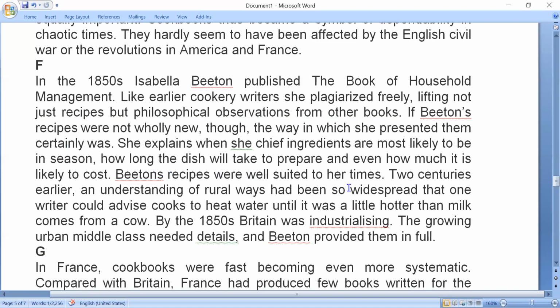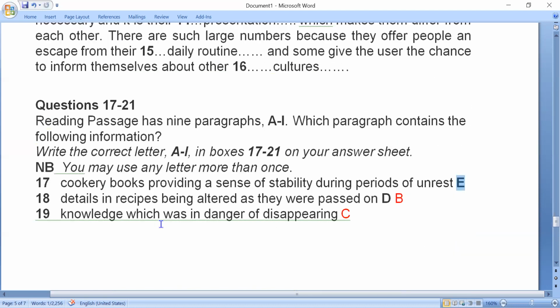Beeton's recipes were well suited to her times. Two centuries earlier, an understanding of rural ways had been so widespread that one writer could advise cooks to heat water until it was a little hotter than milk comes from a cow. By the 1850s, Britain was industrializing. The growing urban middle class needed details, and Beeton provided them in full.